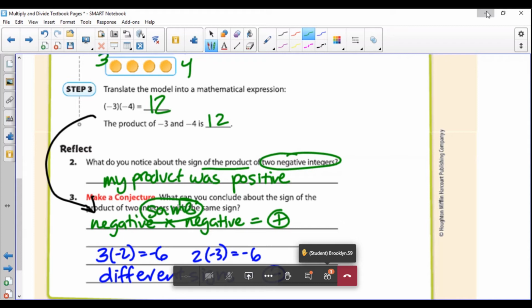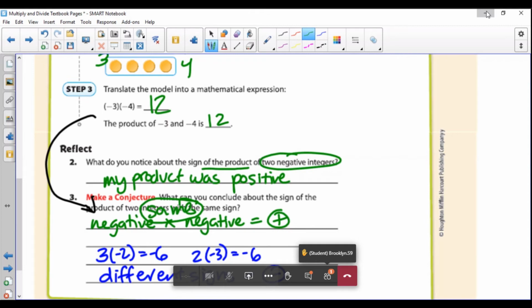Okay, so what's your question? Be specific, remember? It's okay if you don't understand, but you gotta tell me where you're not understanding. You can't just say, oh, I don't get any of it, right? You gotta be a little bit more specific. So you can say, I don't understand the different signs of the negative times negative equals.